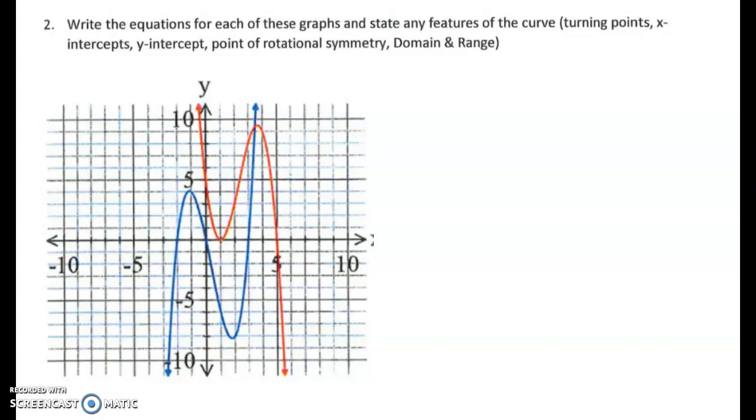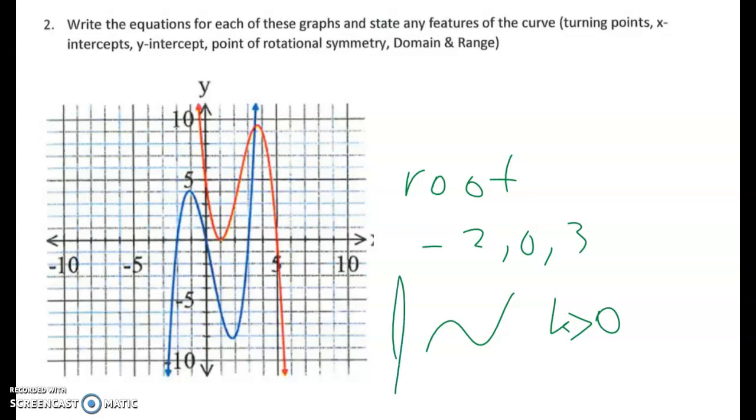So looking first at the blue graph, what are the roots? Well, the roots are -2, 0, and 3, and the pattern is up, down, up, so we know that k will be greater than 0. Now I'm doing this at school and I haven't got a stylus, so I'm just apologising now for the shocking handwriting that we've got here.